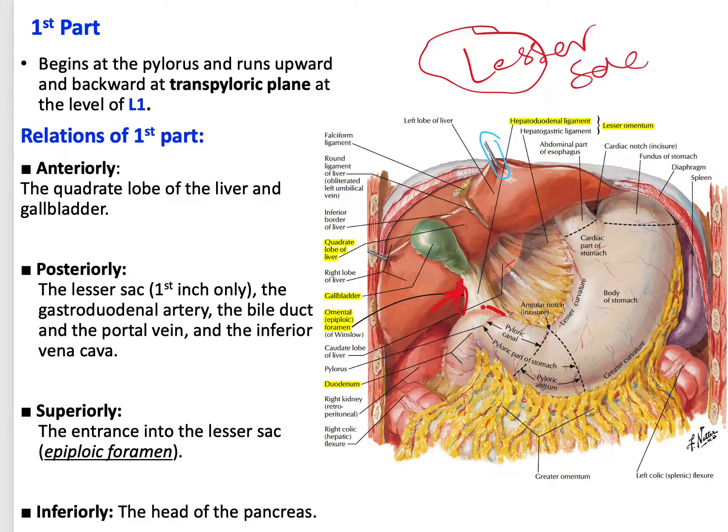So behind the first part of the duodenum there is a lesser sac. I'm just talking about the first inch, just the first part of it, not all of it, because you know it moves laterally away from the lesser sac. Just the first inch of the first part of the duodenum has the lesser sac located behind it. Okay, what else, guys?